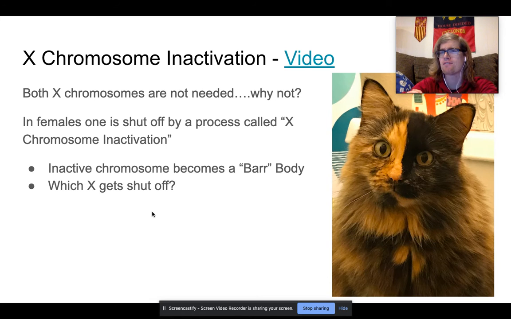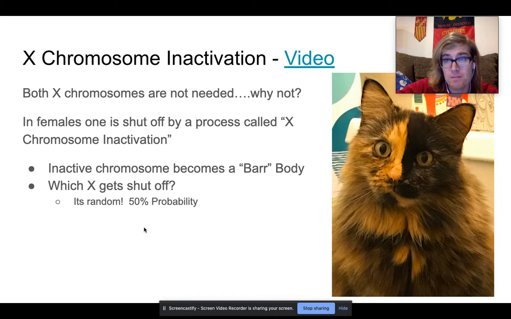But which one's shut off? The one you got from your dad or the one you got from your mom? When do they shut off? Do they shut off as soon as the egg and sperm combine? Or do they shut off after the cell is divided and the embryo is now 2 cells? Or when those 2 cells divided before? 8, 16, 32. It's actually at the 32 cell stage. At the 32 cell stage, one of the X chromosomes shuts off. And it's random. It's like the flip of a coin.